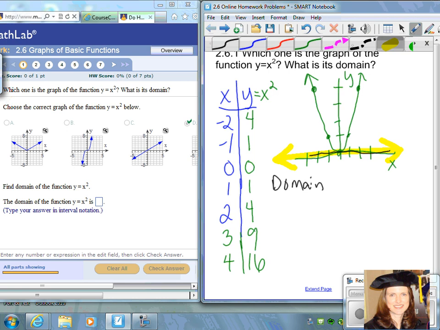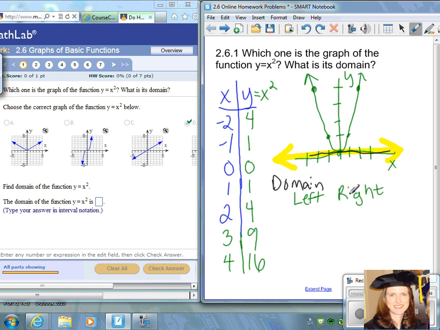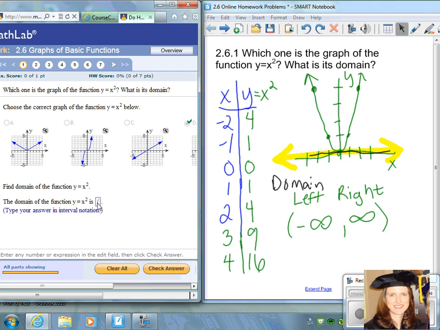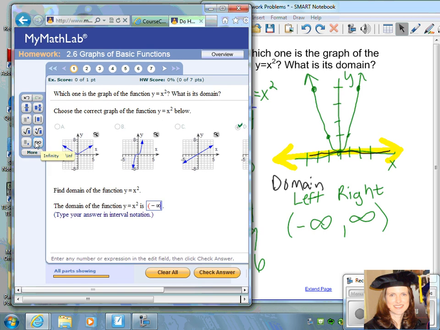How we write that using interval notation is by using the domain from left. Oops, go back, hold on a second. The domain goes from the left most x value that you can plug into the function to the right most x value that you can plug into the function. You can plug in negative infinity to positive infinity and every number in between. So we can write the domain as negative infinity to infinity, and whenever you have an infinity, you're going to use parentheses. I'm going to select the infinity sign from the palette and then check your answer.